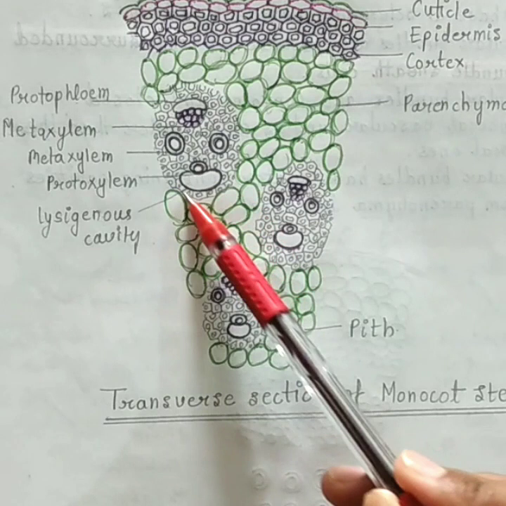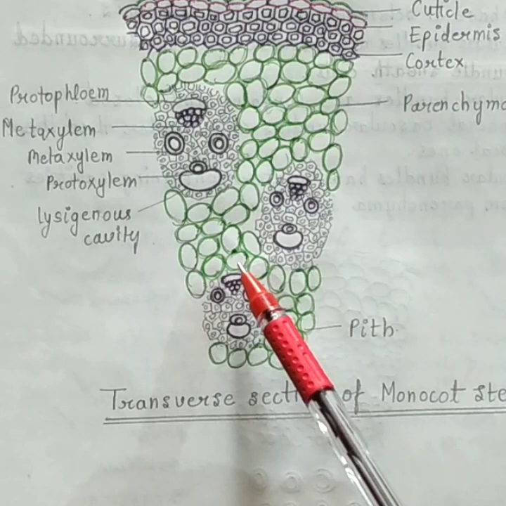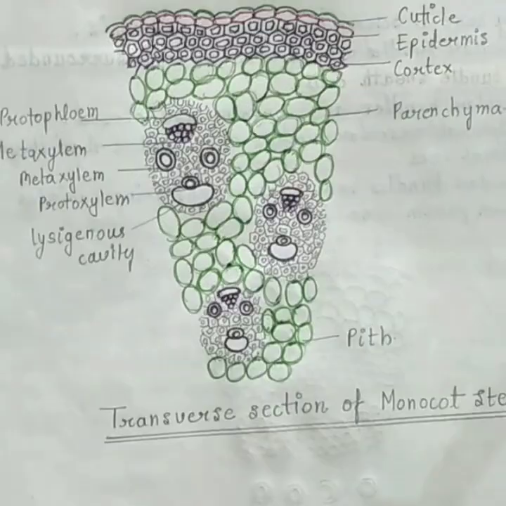Vascular bundle mein water containing cavities hain. They are having water containing cavities and these cavities are known as lysigenous cavities. And in sub mein phloem parenchyma is absent. So phloem parenchyma altogether is mein absent hai. So these were the key points that you needed to know about TS of monocot stem.